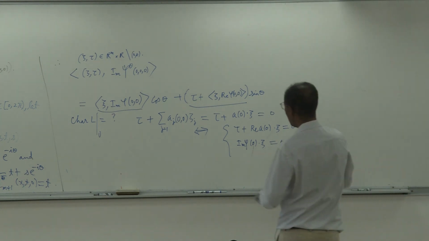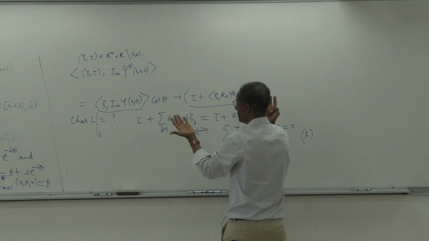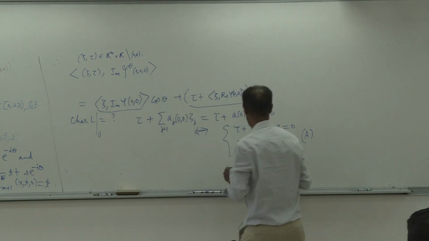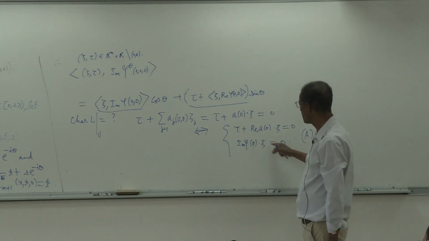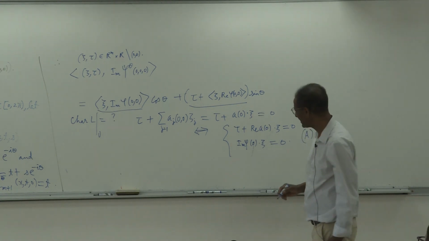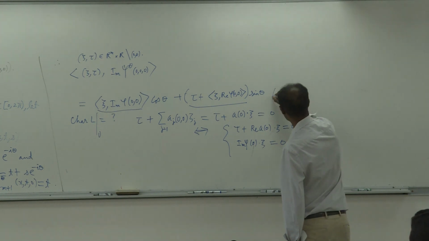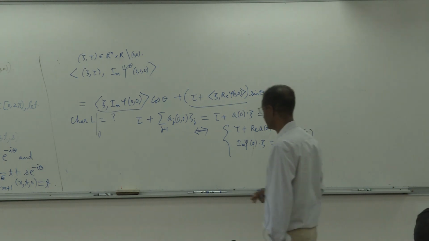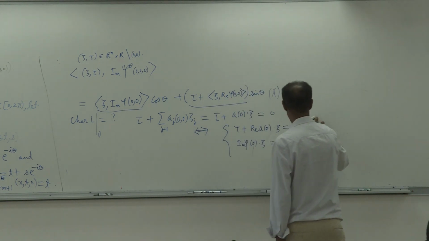Conversely, if this is not 0, then either this part is not 0 or this term is not 0. Which means either this one is not 0 or this one is not 0. Which means that these equations are not valid, which means c comma tau is not in the characteristic set. Okay, is that clear? So let me call this condition A. And this condition B.